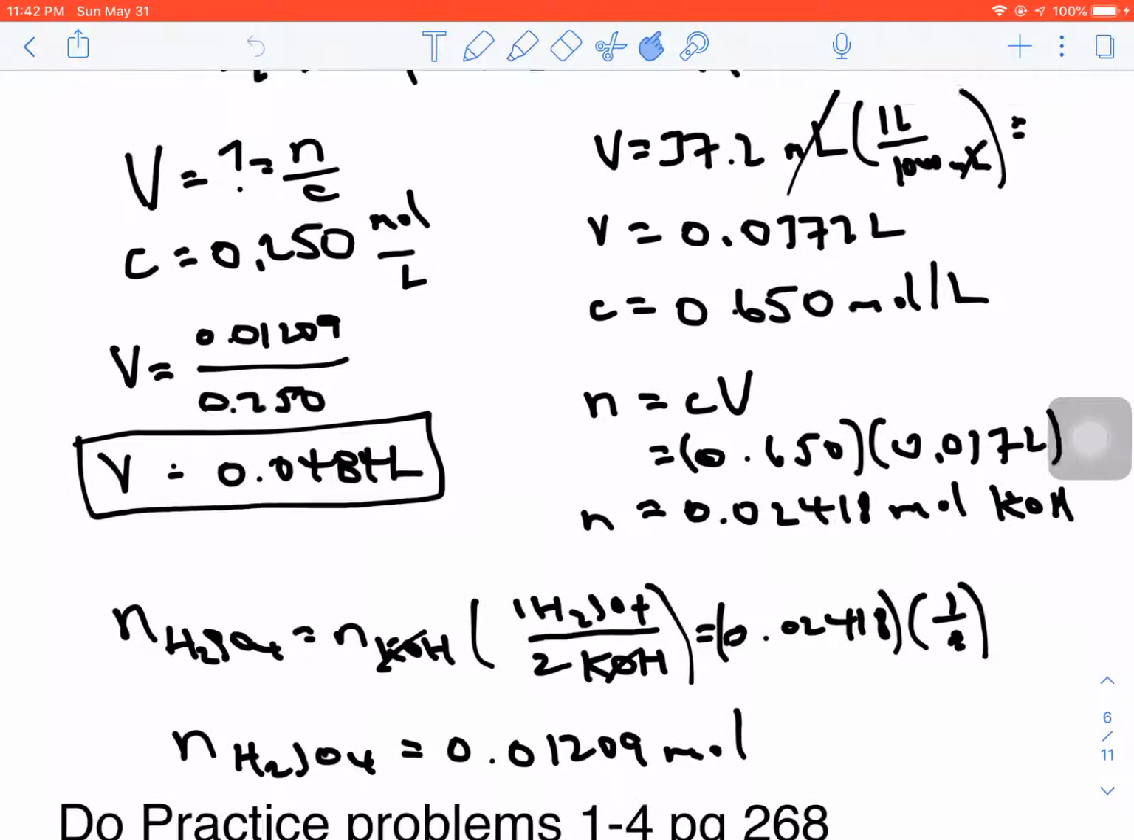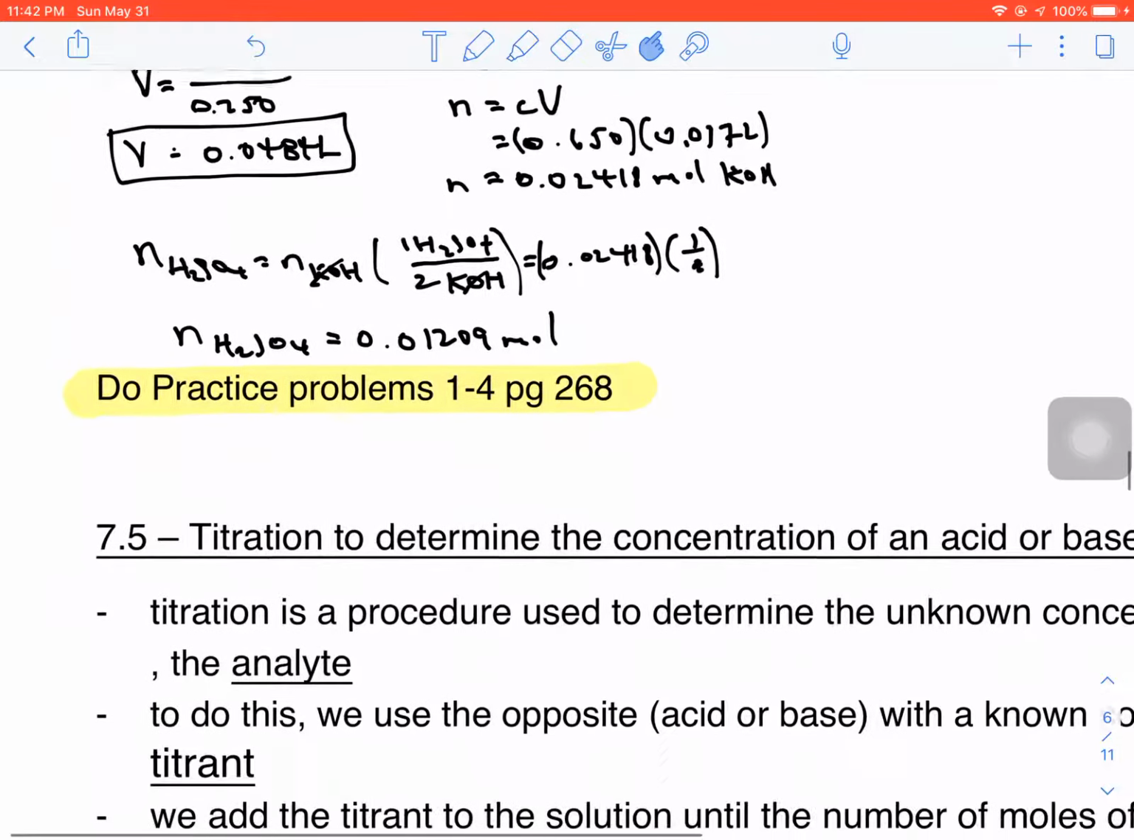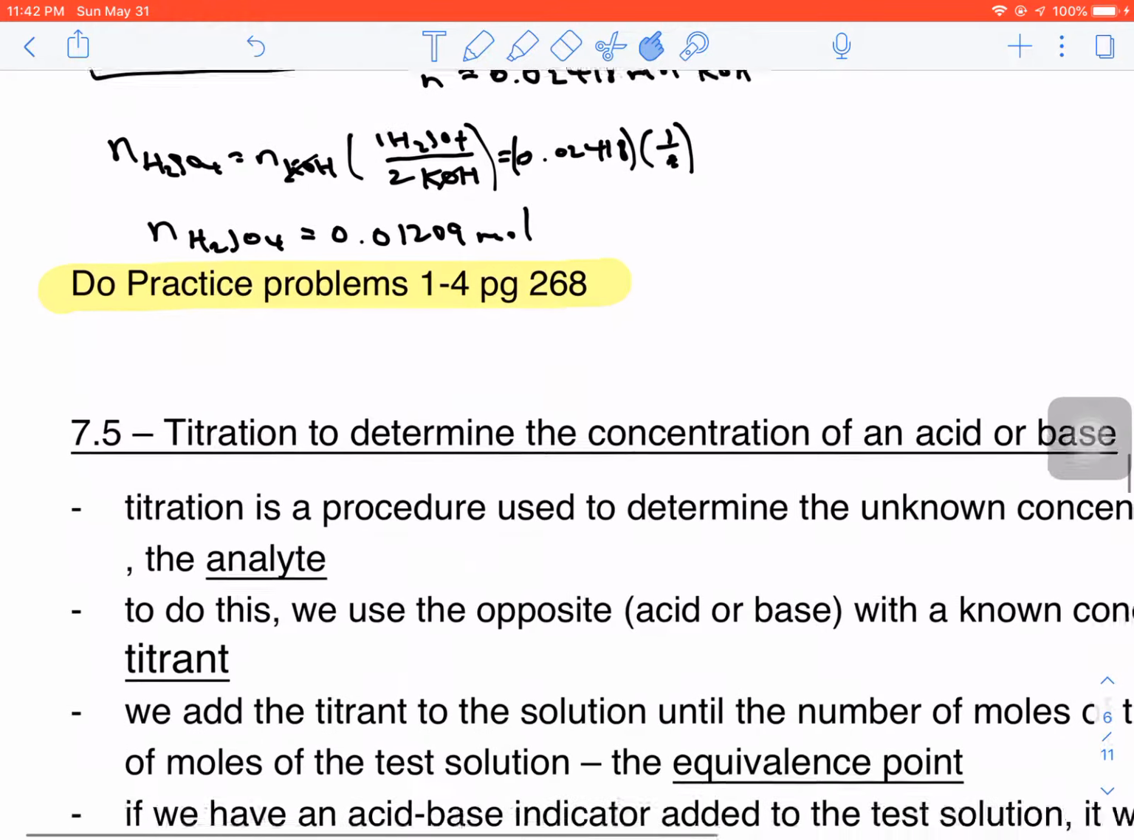Okay, so that leaves us with your turn. So I'm going to leave you with these questions to do here on page 268, and I will take one or two of them up tomorrow before I start the titration. So titration is a procedure that we do in chemistry. It's a lab that we do, and it's a very common and standard procedure.